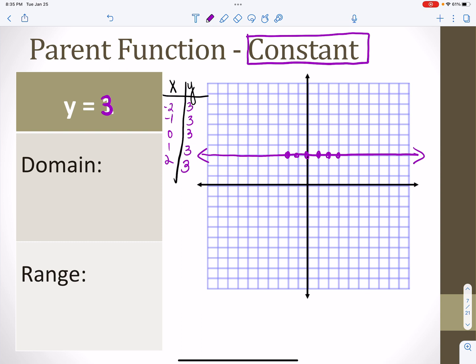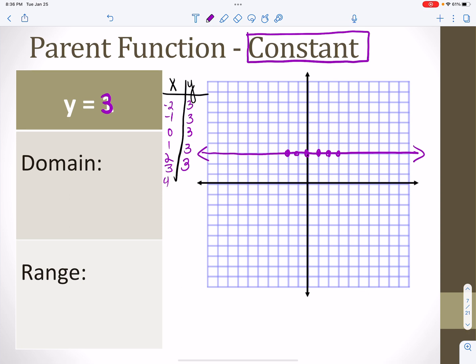Now I'm going to teach you domain and range, and we're going to work on this the next couple of days. Domain and range is what your x values can be. So like I could have kept going, 3, 4, 5. I could have put in 117. I could have put in 1/2. I could put in fractions, decimals, negatives, positives.